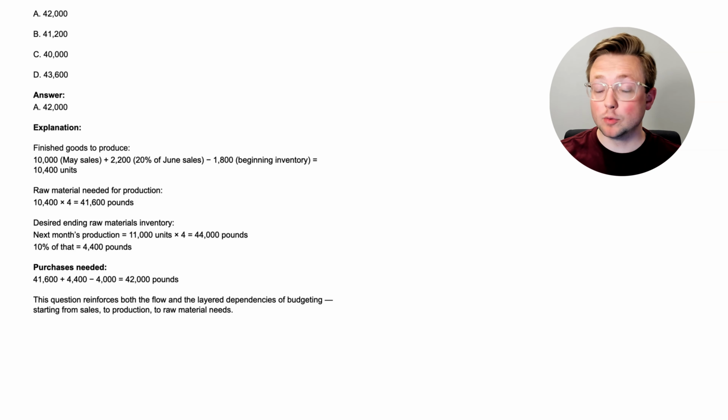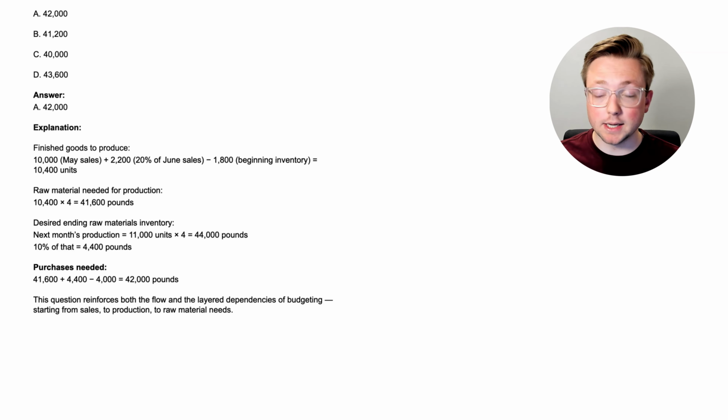So again, this question reinforces both the flow, which we learned in question 1, and the layered dependencies of budgeting. So we start with sales. We want to know how many finished units we have to sell, and then we go to production, and then that leads us to raw material needs. So again, we were able to start with finished goods, how much they need to produce. And then based on how much they need to produce, we were able to figure out how many pounds of raw materials they needed and figure out how much they needed to purchase in the month. So that was another piece of budgeting. Now let's go to the next question.